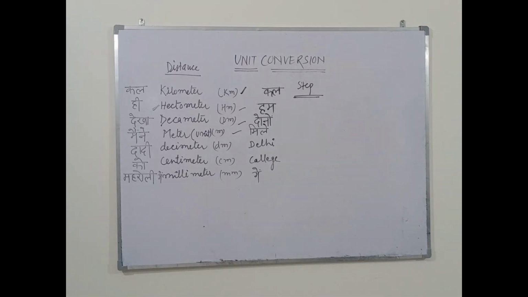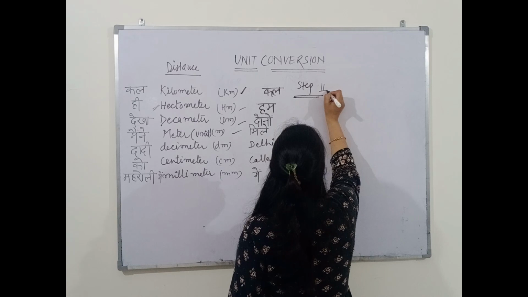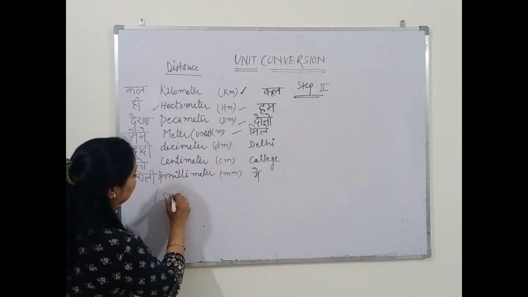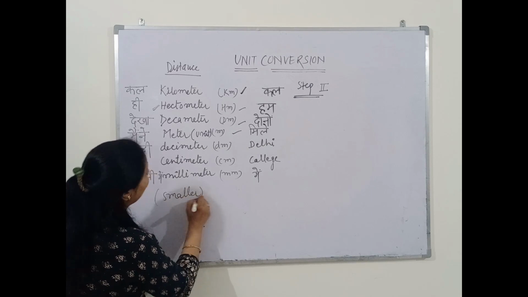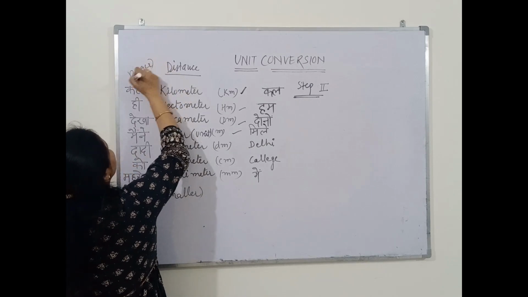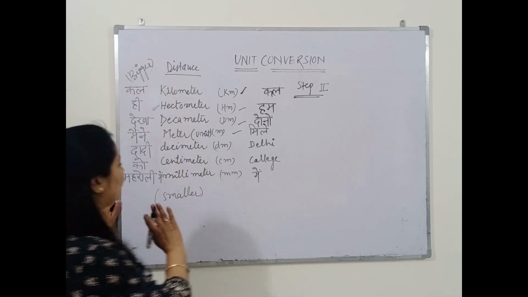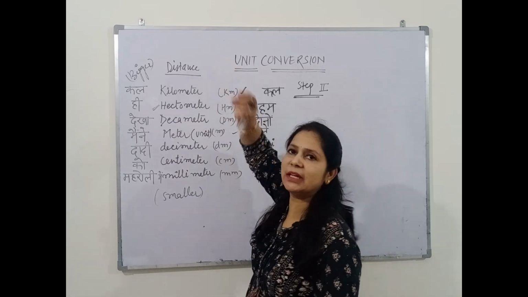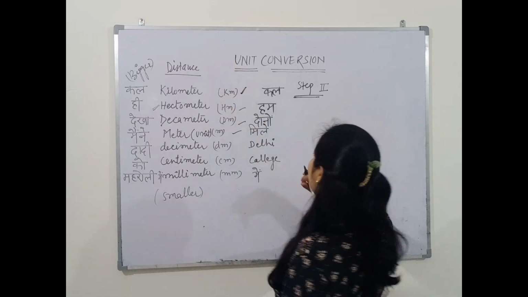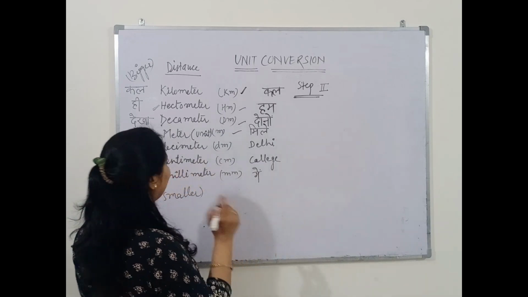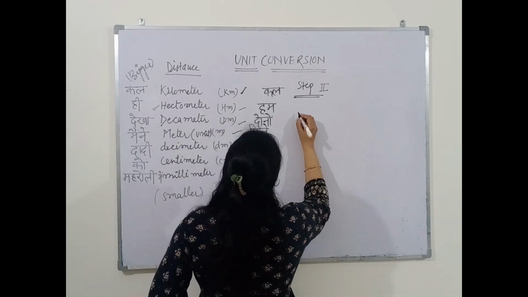Now step 2. If we are going from bottom to top, that means these values are smaller, and these are bigger values. So now we want to go from smaller values to higher, bigger values. In that case, we'll try to understand again by an example.